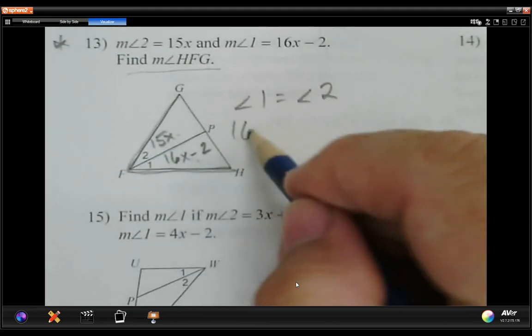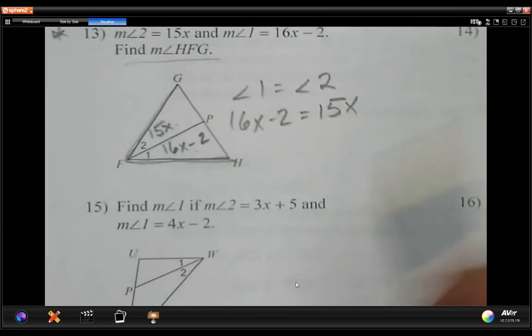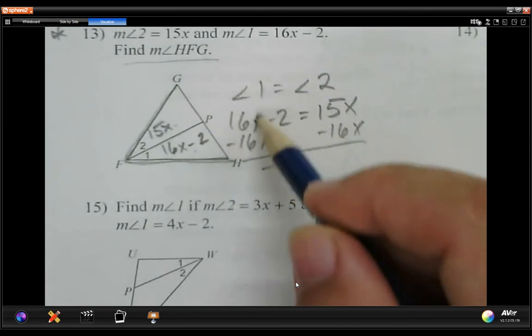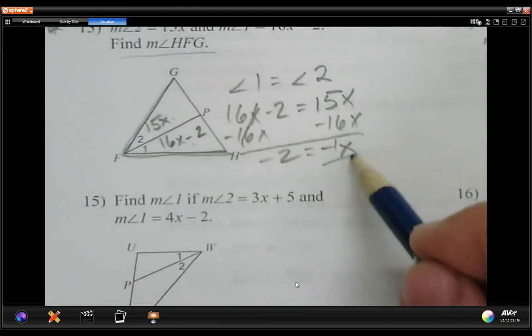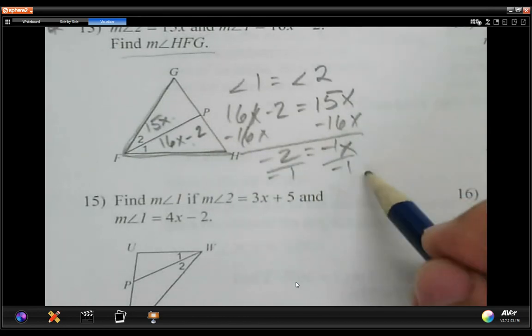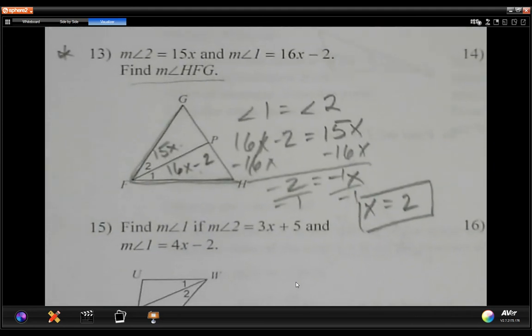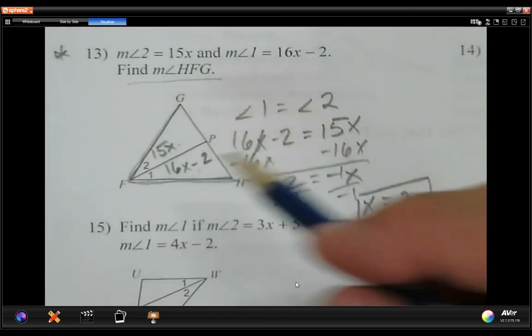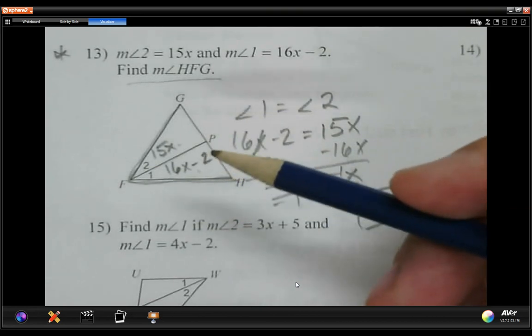So we're going to do 16x minus 2 equals 15x. I can go ahead and subtract 16x from both sides. That's going to give me negative 2 equals negative x. If I get rid of this negative 1 that's right here, then I'm going to end up with x equals 2. Now don't get confused, I'm not done. Okay, all I've done at this point is figure out what x is. x has to equal 2. But now what am I going to do with that x equals 2? I've got to substitute that back in. Well, which one of these is easiest to substitute back in for? I mean, they're both the same, right?